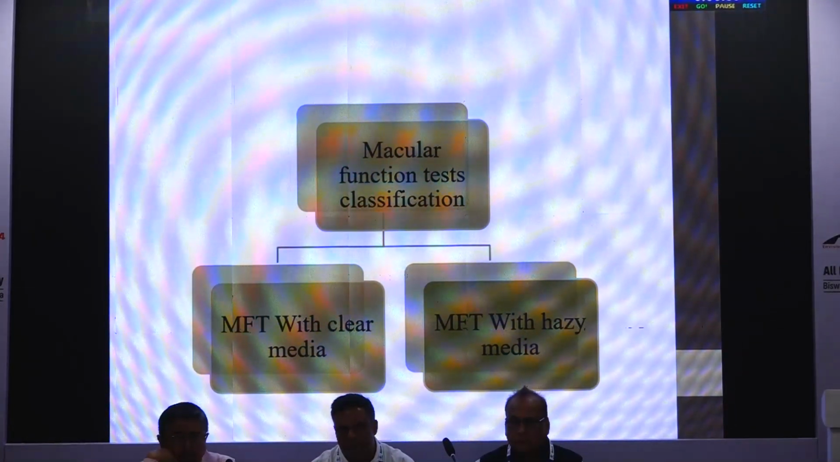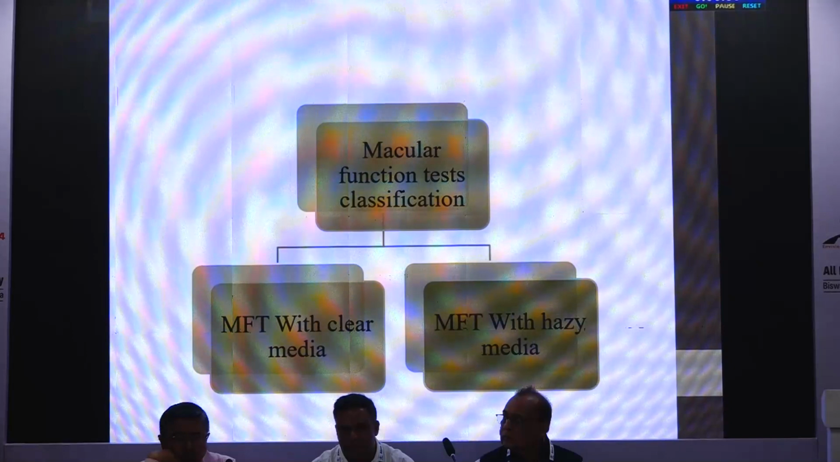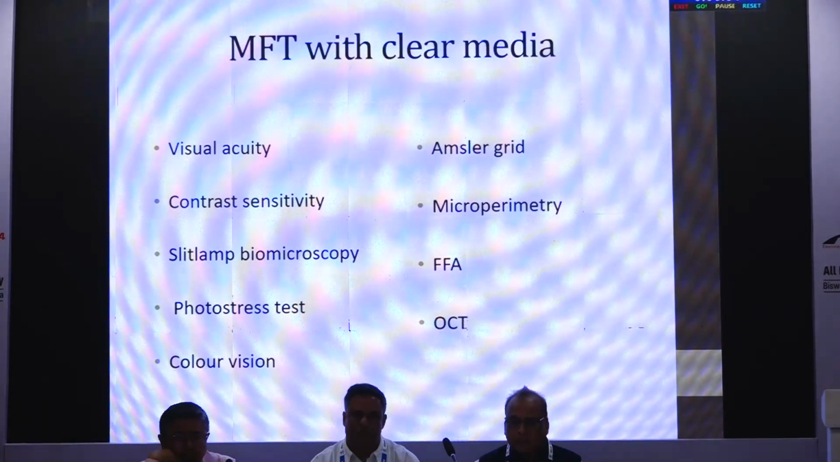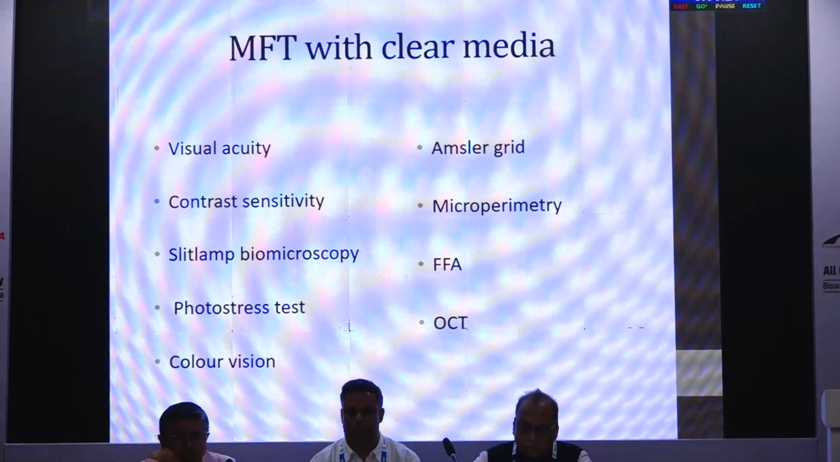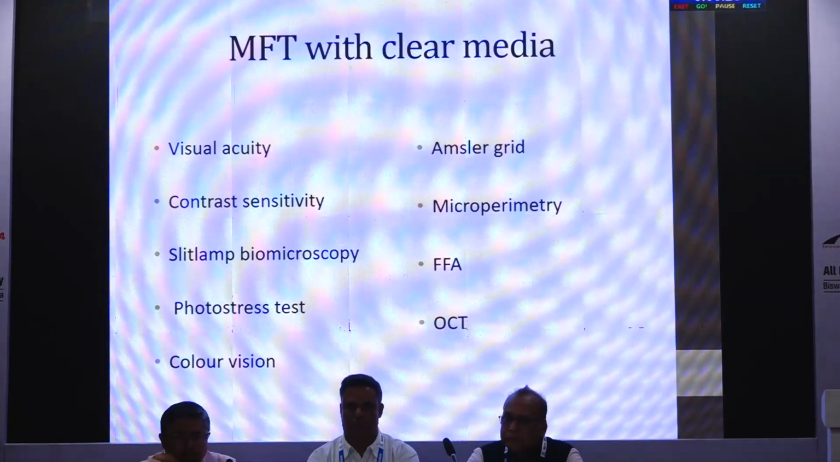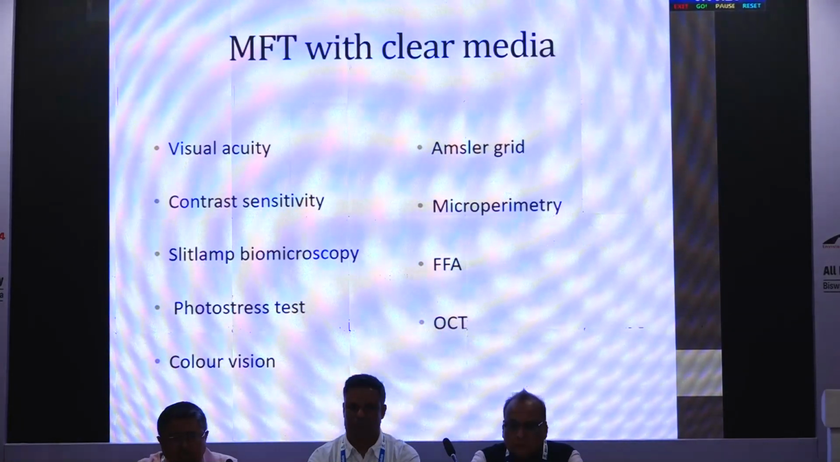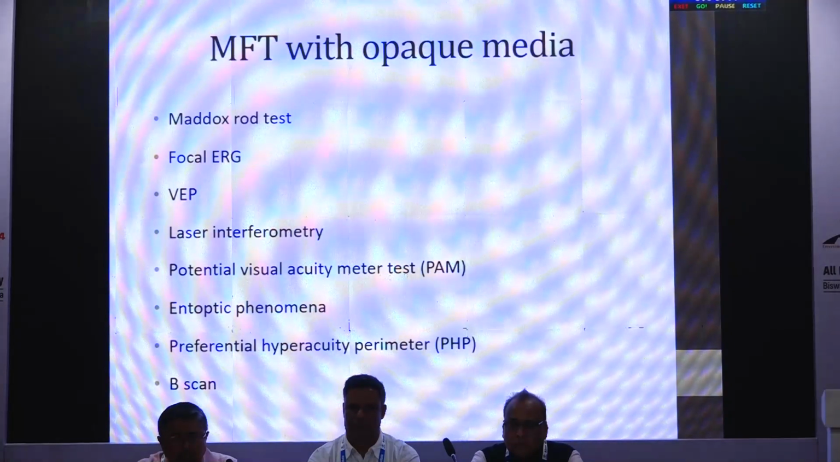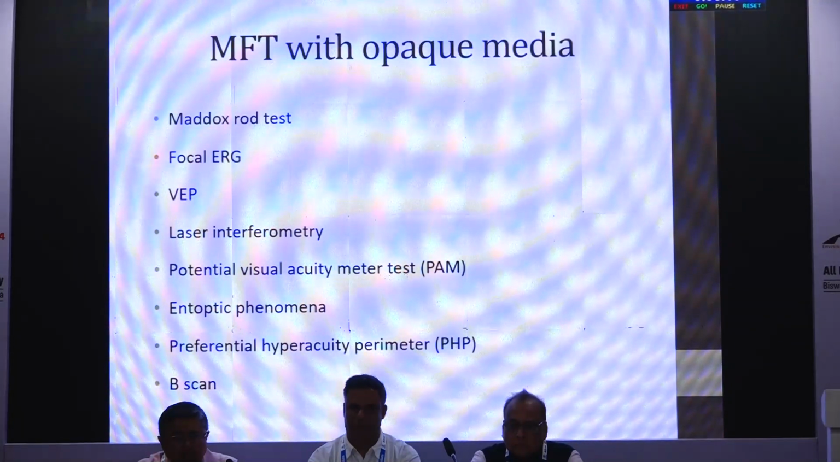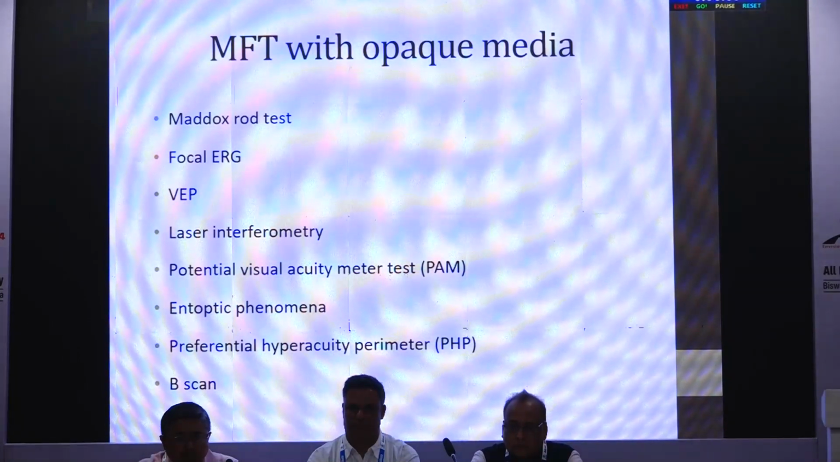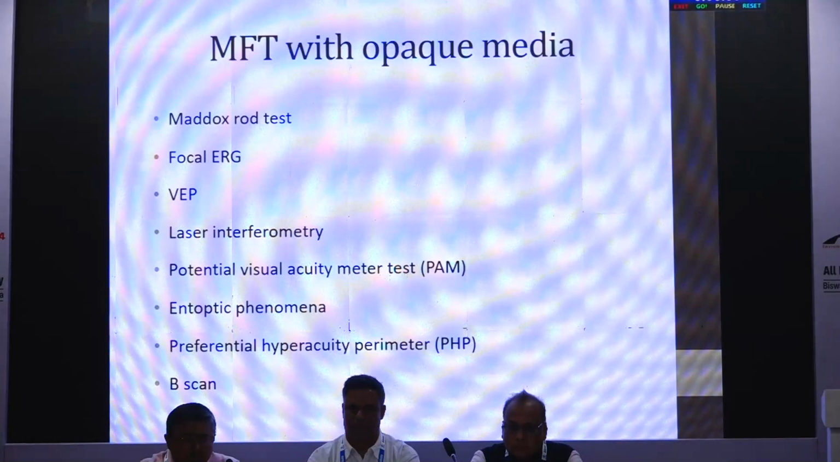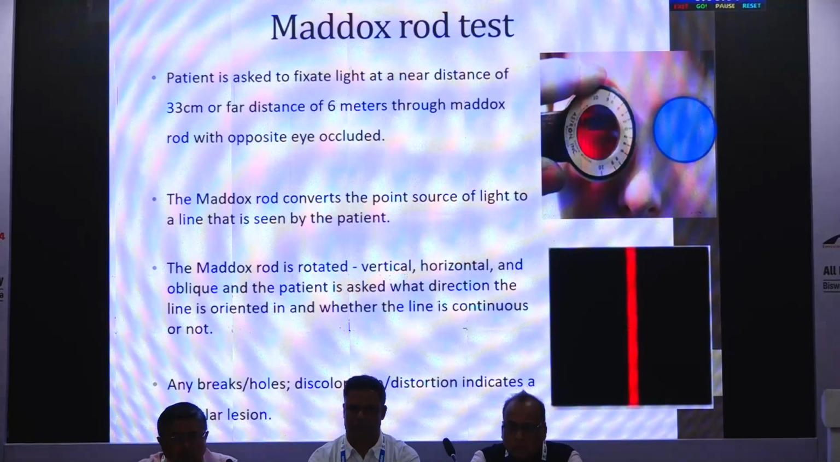Macular function tests can be done in clear media as well as in hazy media. Here I will discuss only opaque media. The MFTs with clear media are visual acuity, contrast sensitivity, slit lamp biomicroscopy, photo stress test, color vision, Amsler grid, microperimetry, FFA, and OCT. In opaque media, the MFT tests are the Maddox rod test, focal ERG, VEP, laser interferometry, potential visual acuity meter test, entoptic phenomena, preferential hyperacuity perimeter, and B scan. One by one we will go through the important points of each test.